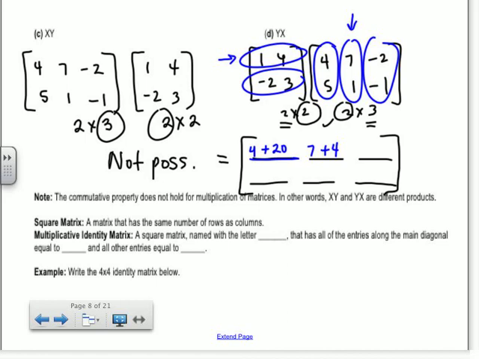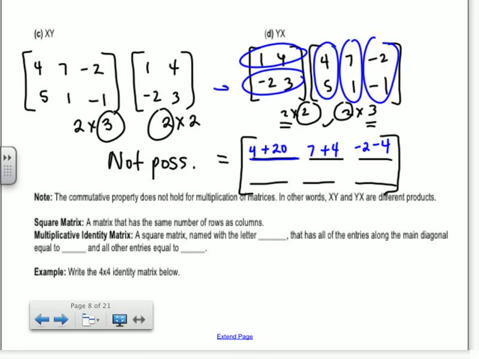Don't feel bad about using your fingers to find these, by the way. I still use my fingers to find matrix multiplication. Like, there's really not an easy way to do it. All right, 1 times negative 2 is the next one. So I'm now in the third row. So 1 times negative 2 is negative 2. 4 times negative 1 is negative 4.